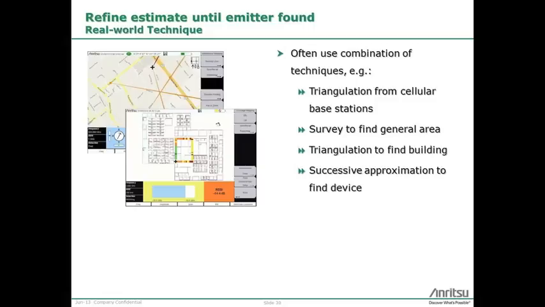And then the real-world technique is usually a combination of all of those. For example, you start from the cellular base station and do rough triangulation. Then you do a survey in that rough location to find the general area. And maybe there's a set of buildings in a strip mall, for example. And you might use triangulation to find the building, and then you use successive approximation to find the device. Or you can mix and match other ways depending on particular situations. But that's, I think, a pretty good example.